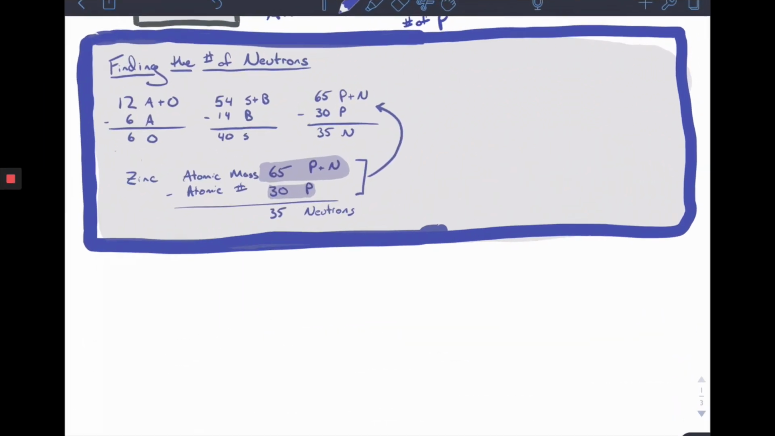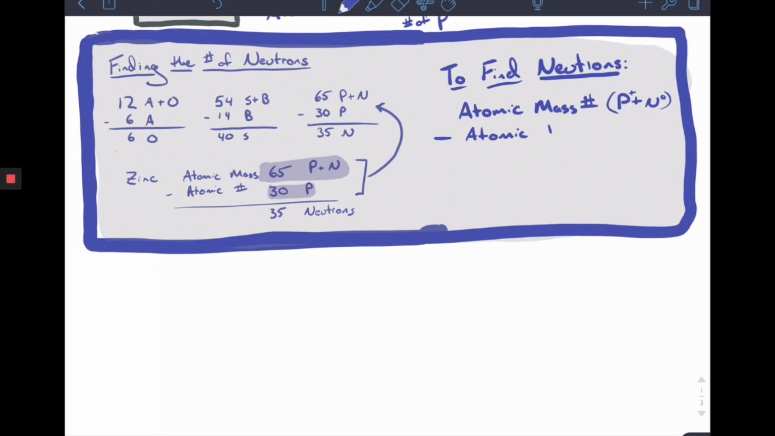All right, so let's just review what we're supposed to do here. To find the number of neutrons, all you're going to have to do is take the atomic mass number, which is the number of protons and neutrons together, and then from that you need to subtract the atomic number, which is simply just the number of protons, leaving you the number of neutrons.